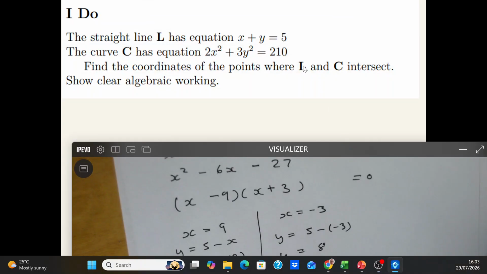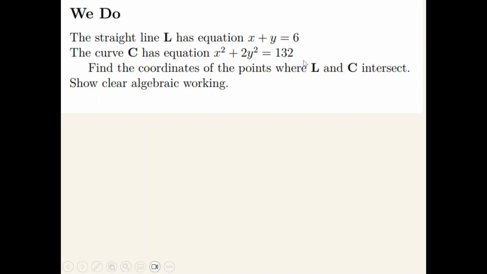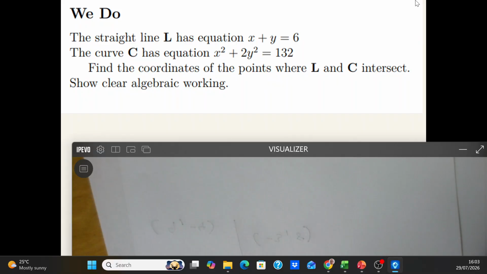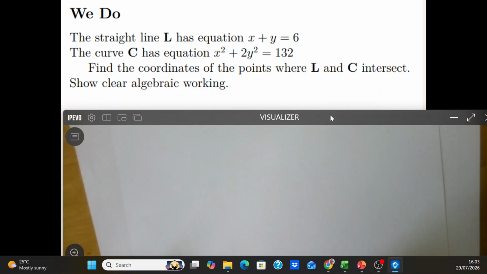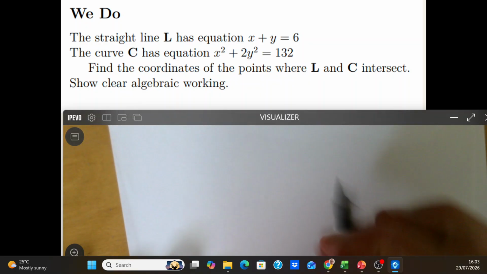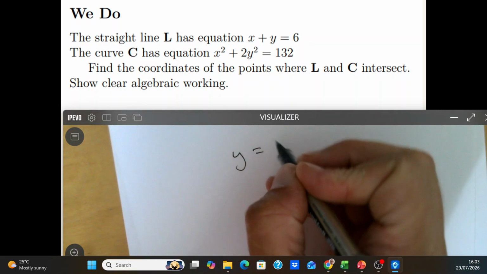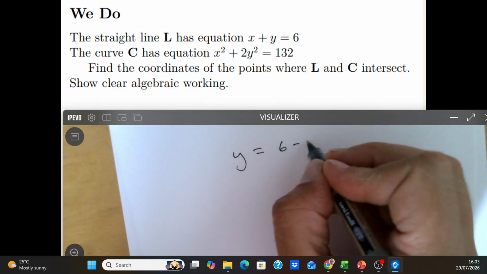Coming back to the we do question now. Right, so there is the we do question. Have a look at it. What was the first thing that I did? Yes, the first thing that I did was to work out what y would equal. I made y the subject in the top one, so y equals 6 minus x.